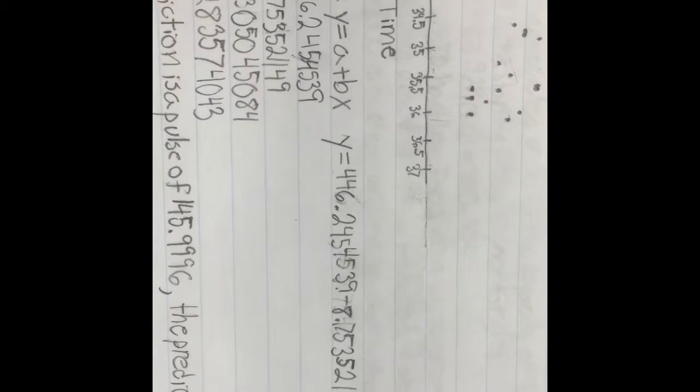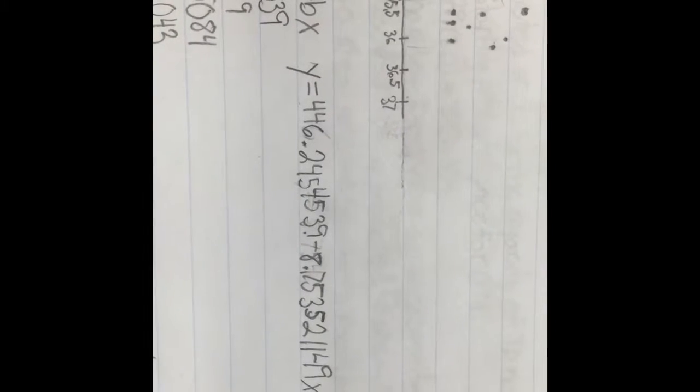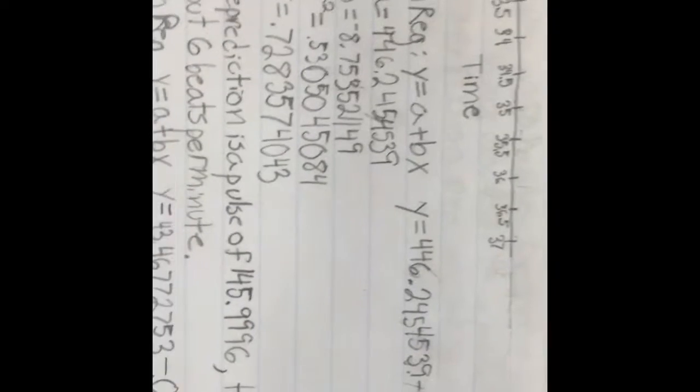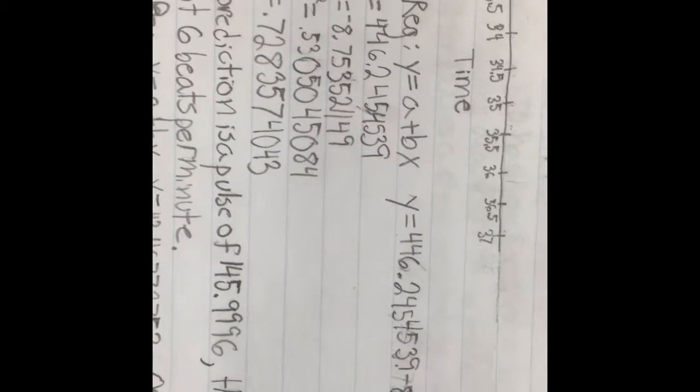Y equals 446.245 minus 8.75x. So our A value, you can see, B value, R squared value, and R value.